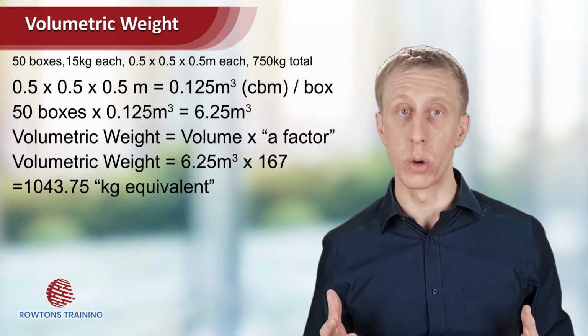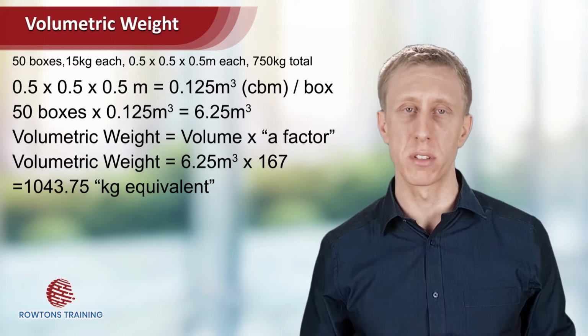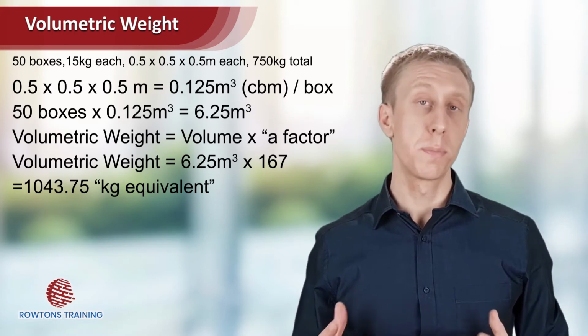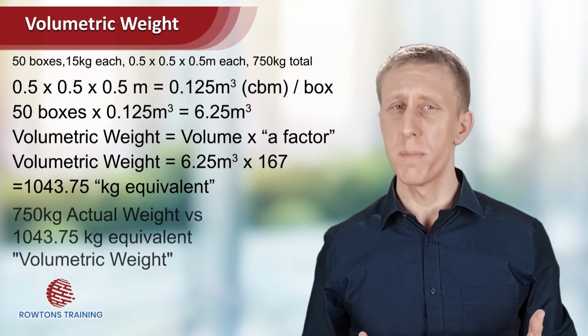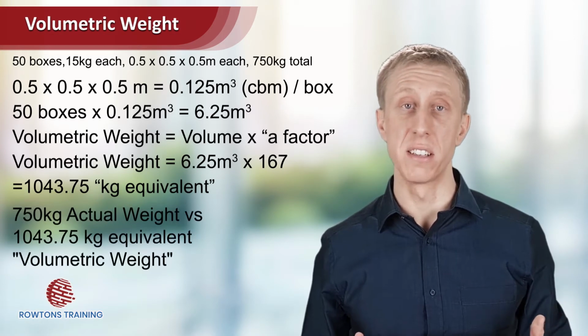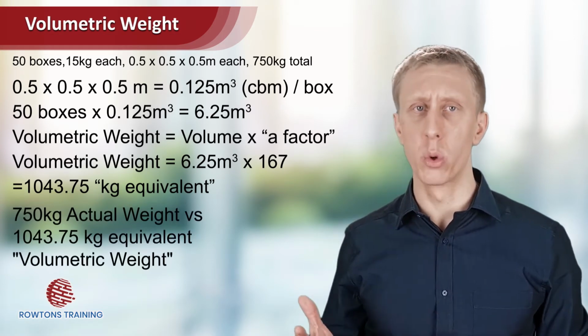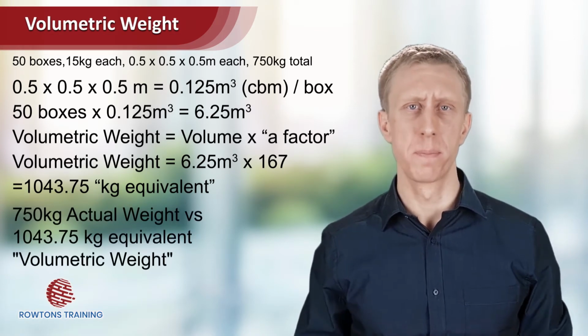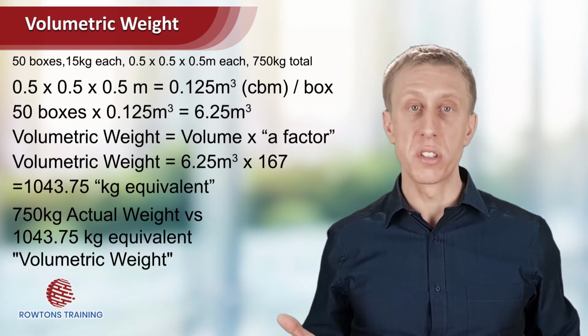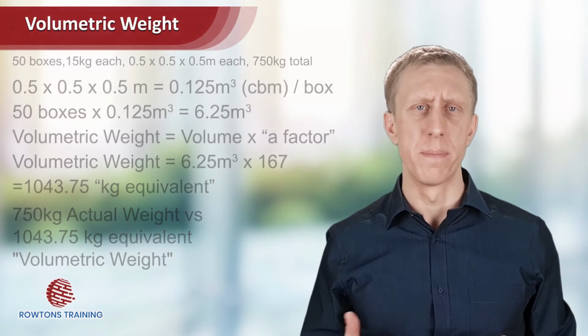Remember, our actual weight was 750 kilograms. So in this particular example, our volumetric weight that we just calculated is a lot more than our actual weight on the scales. Why do they use this system, and why is it fair?